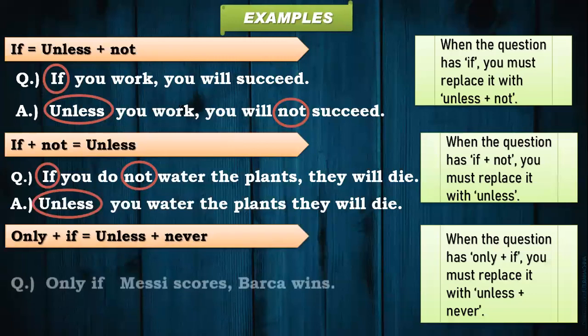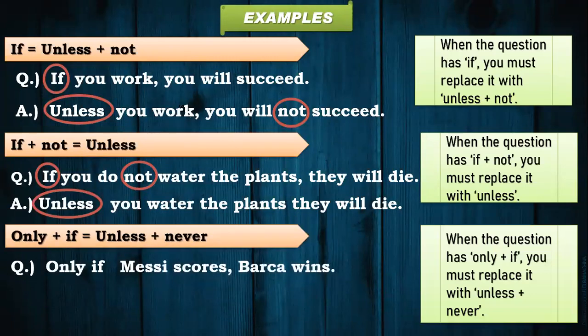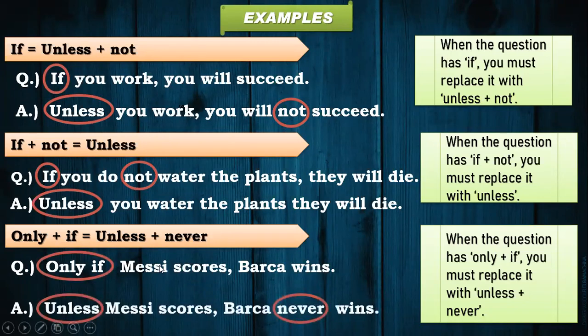Let's go with the third one. Tell me the answer. Only if Messi scores, Barca wins. Yes, it's very easy. Only if gets replaced by unless. And instead of affirmative, we make it negative. So unless Messi scores, Barca never wins. So we have to use the word never. Are you guys finding it easier?